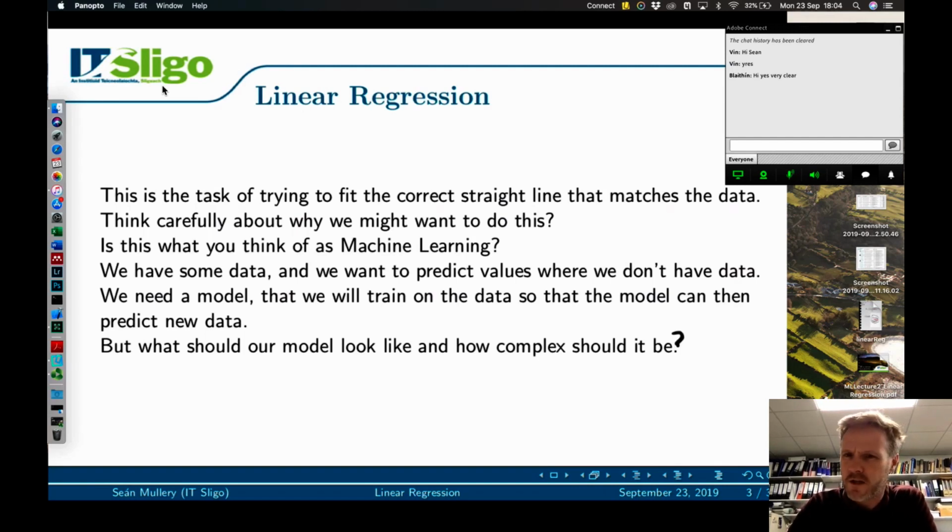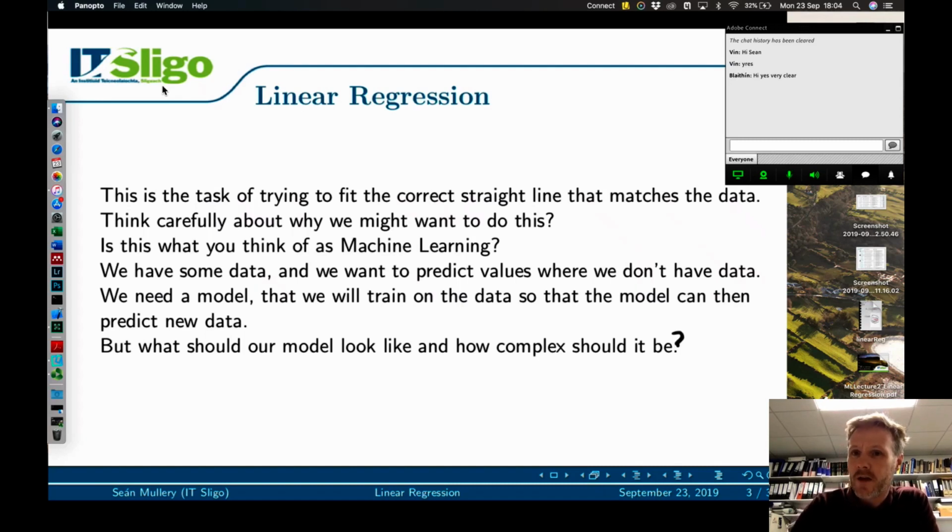And when I say predict, by the way, all I really mean is that we're going to put our information into our model and see what number comes out, and that is our prediction. So we need a model that we will train on the data so that the model can then predict new data. But what should our model look like and how complex should it be?